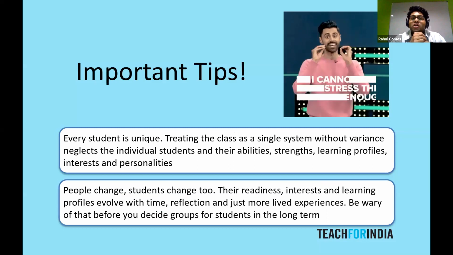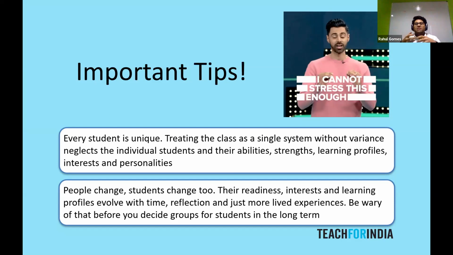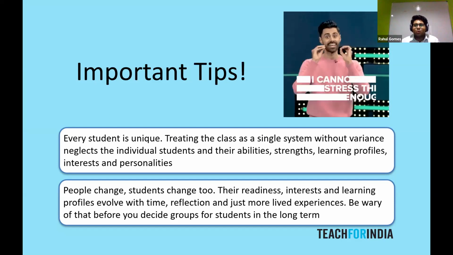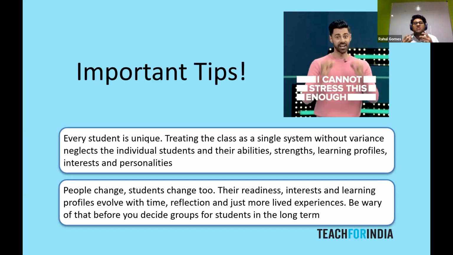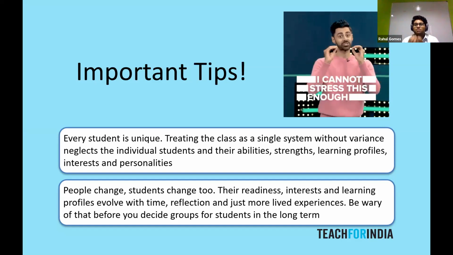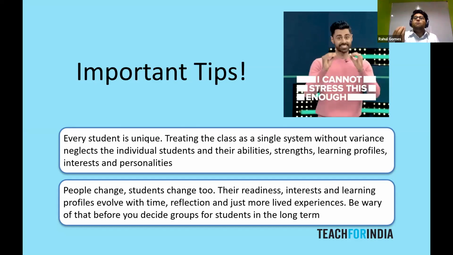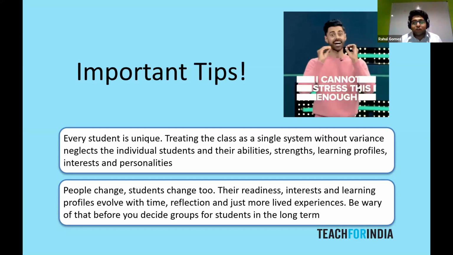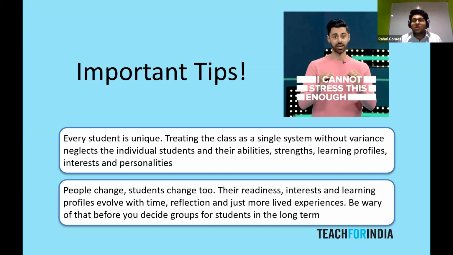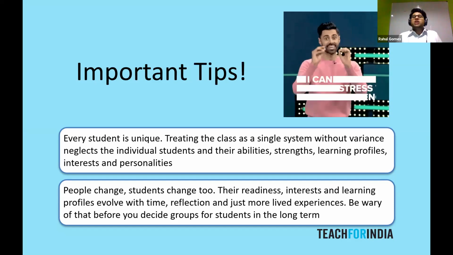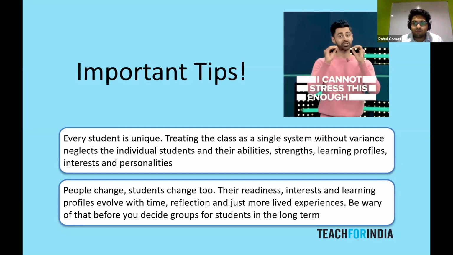The first one is that every student is unique, guys. When we treat the full class as a single system, as though they have no differences and no variance, we tend to neglect individual students. We tend to neglect their abilities, their strengths, their learning profiles, their interests, their personalities, all of which makes them unique and makes them special, right? By giving students simple options that allow them to leverage their interests and their learner profile, we know that they will be more efficient, motivated, and passionate to learn, and to own their own learning. Additionally, it also drives efficiency in their run.